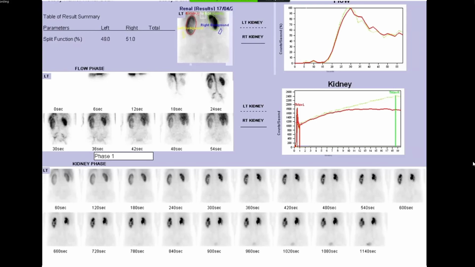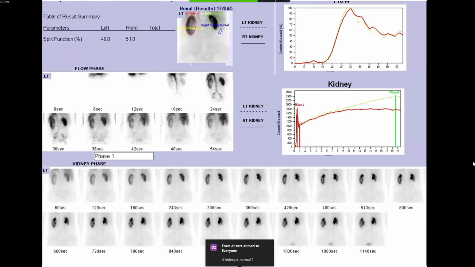The other group is where you inject a radiopharmaceutical that is bound to the cortex. So they get bound in the proximal tubules and they don't get excreted. And that group, the main agent, is the DMSA scan.